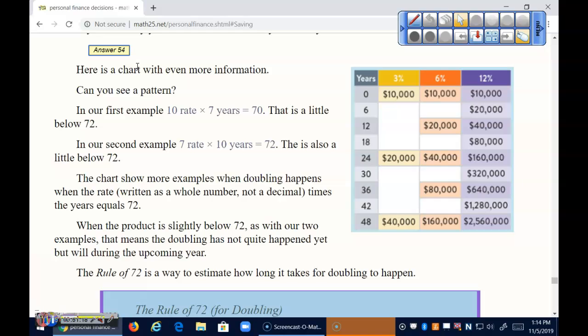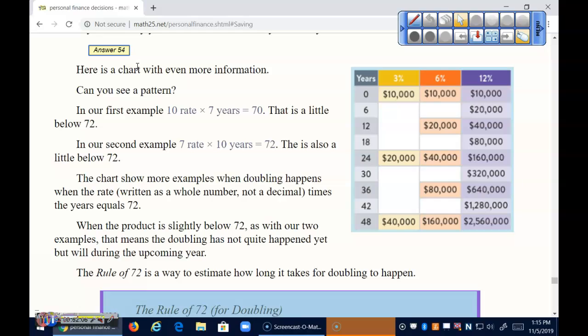We'll do lots more examples of compound interest on Thursday and probably Tuesday also. But just as a summary, at 3%, at 6%, at 12%, here's how much you can have. And there's a pattern: if I take the percent and the years and multiply them together, using the percent as a whole number, then when that is 72, it doubles. 3 times 24 is about 72. 6 times 12 is about 72. 12 times 6 is about 72. We have 10 and 7 is about 72.